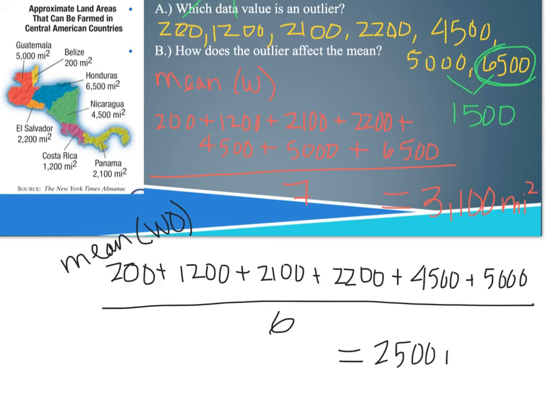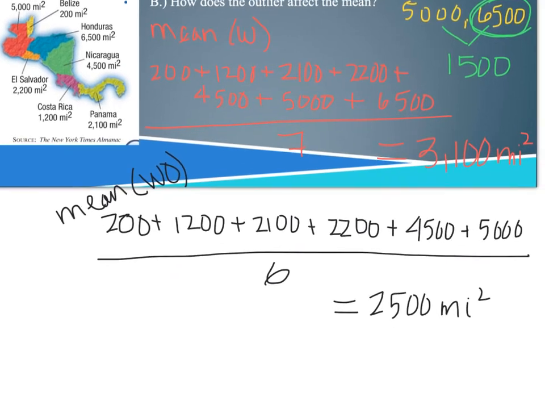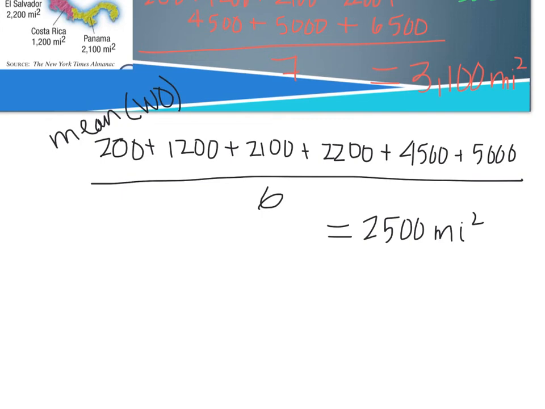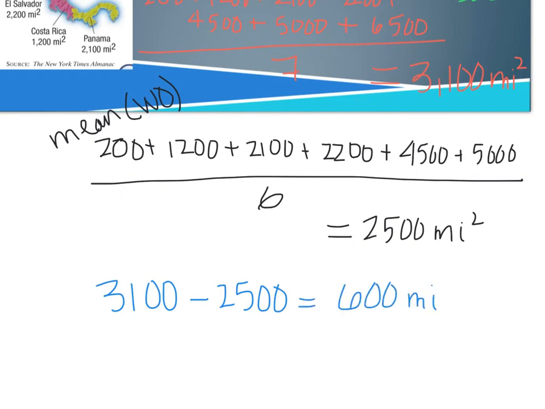2,500 square miles. So now if I want to look at the difference that gave me in my outlier, if I take that 3,100 that I originally found when I had the outlier, and I look at my calculation of the average when I took the outlier out, that's 2,500. When I subtract these, I get a 600 square mile difference. So just by keeping that outlier point in there, that's going to shift my data upwards by about 600 square miles.